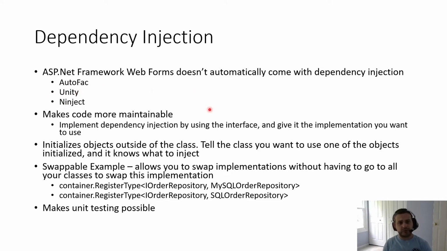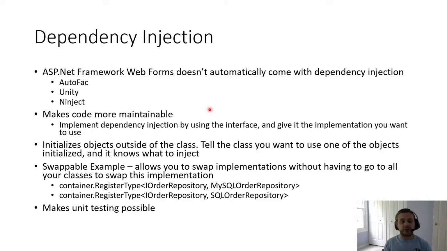So dependency injection makes your code more maintainable, and you implement dependency injection by using the interface and giving it the implementation that you want to use. I'll go over this in the next few slides. You initialize the object outside of the class. By telling the application this interface belongs to this implementation, outside of the actual thing that you're using it in, the application knows what implementation to use because of that. I'll go into more detail about this in a little bit with some examples.